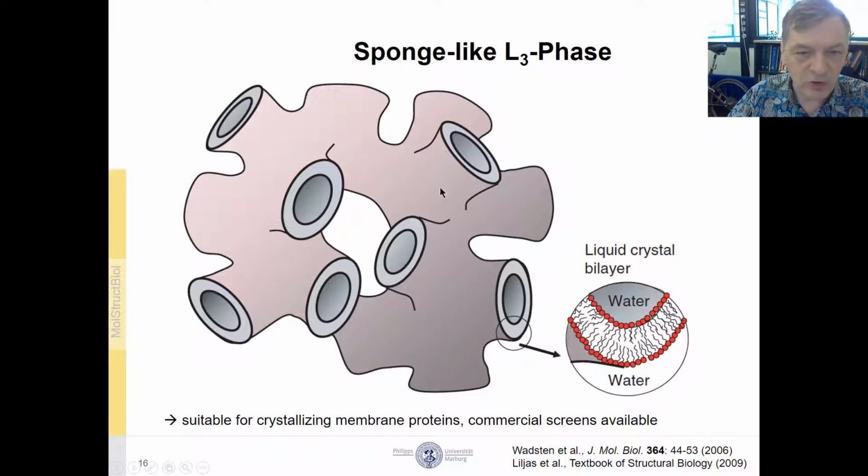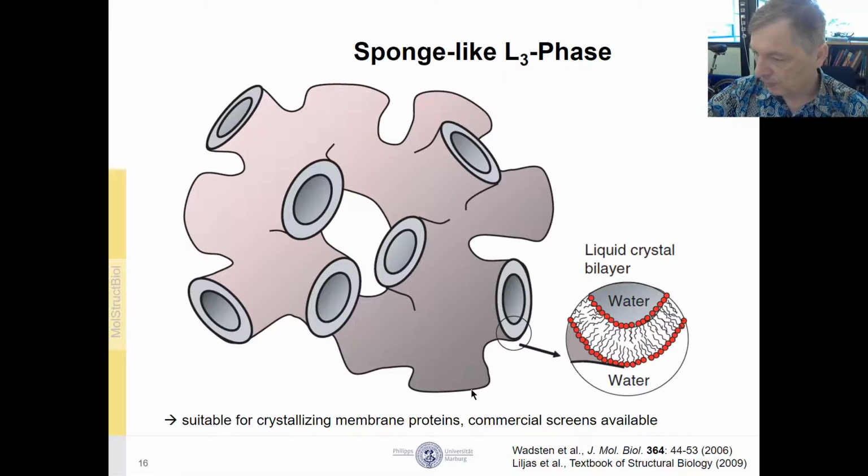This has some advantages. The sponge phase has a higher water content, and there's no clear separation between the watery channels because it's really a sponge, it's really not well ordered. And you can also easily prepare that. So there are even commercial crystallization screens available to do the crystallization of membrane proteins in these sponge-like phases.